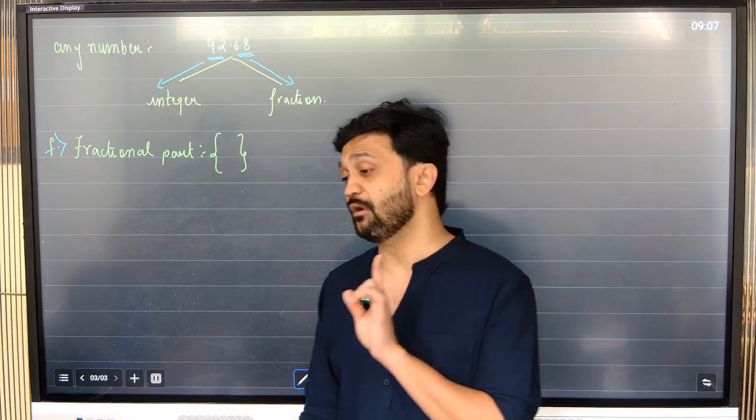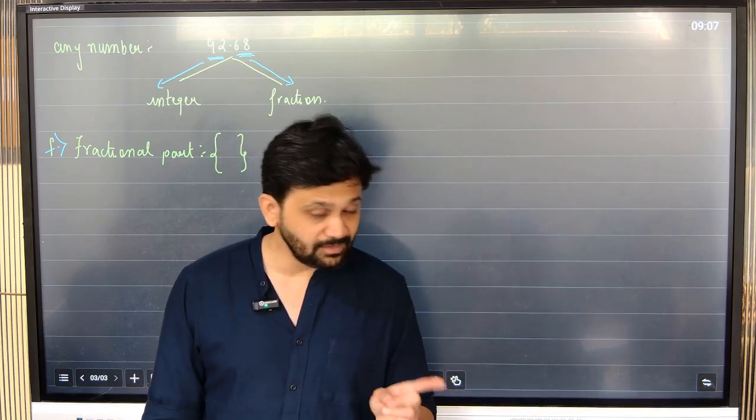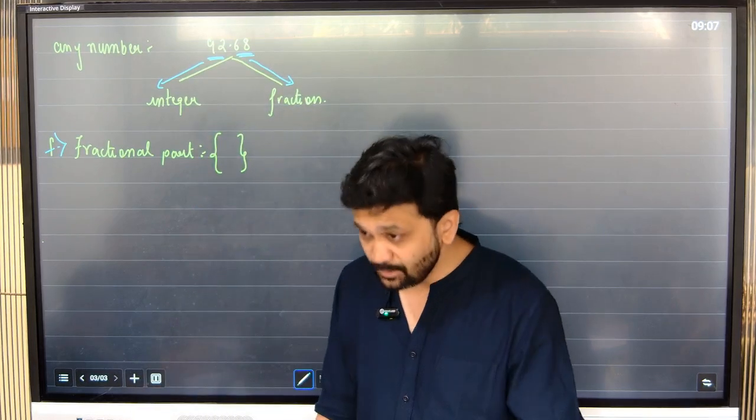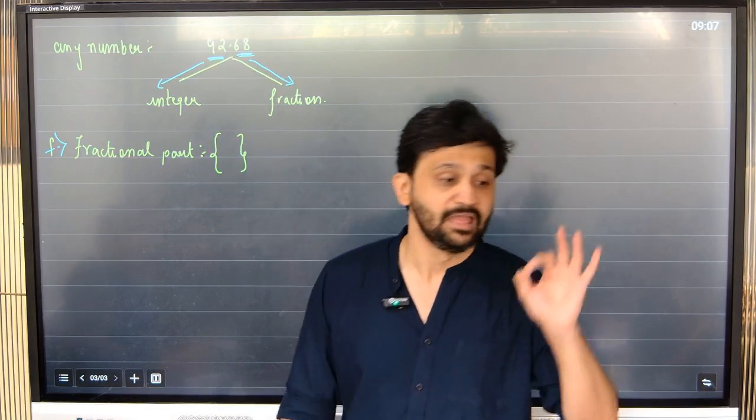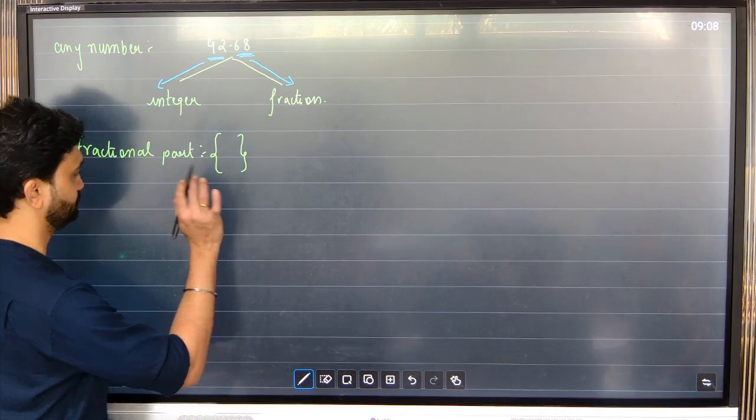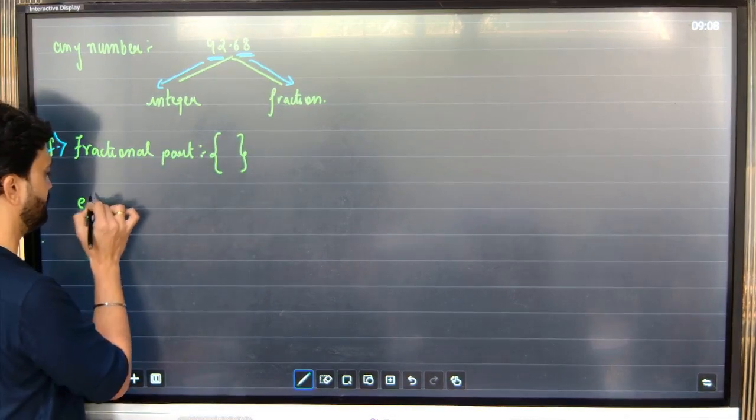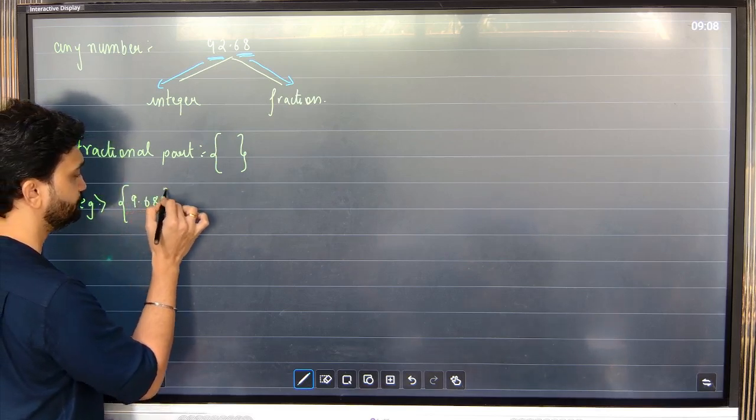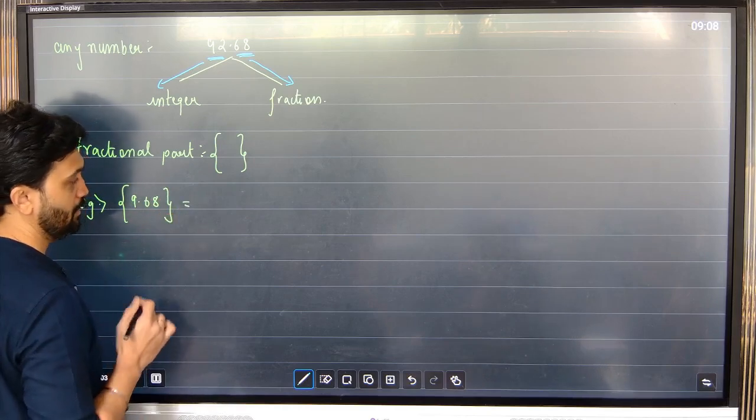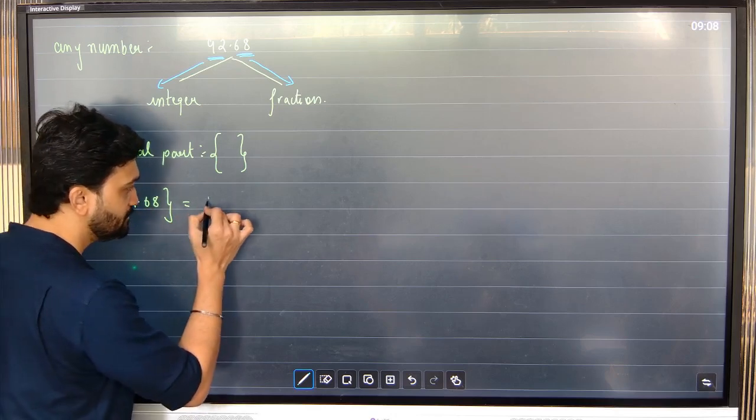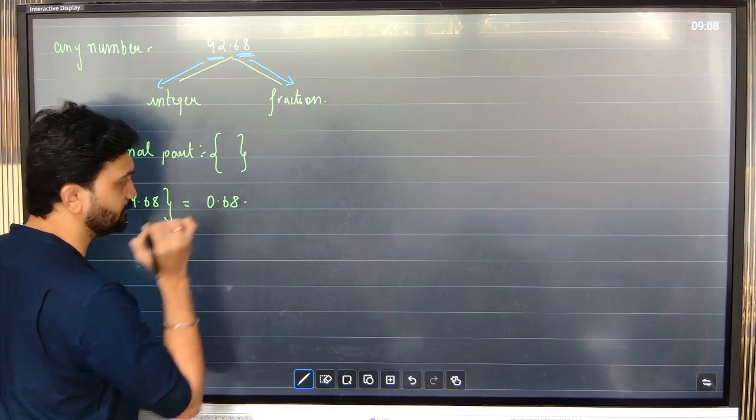But if a curly bracket or square bracket is given, then a definition follows that this denotes greatest integer, this denotes fractional. It means that you have to follow the concept of greatest integer and the concept of fractional part. Now, let's start with the fractional part. Directly start with an example. If I have the example of 9.68, can you tell me what is the fractional part here? 0.68. So my answer is 0.68.